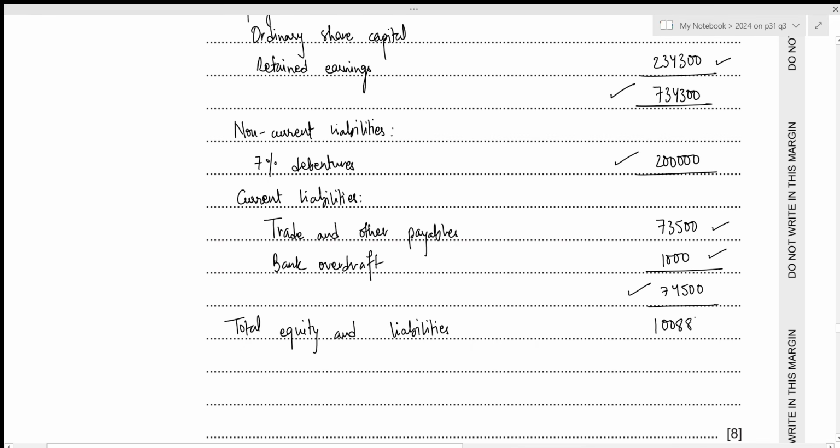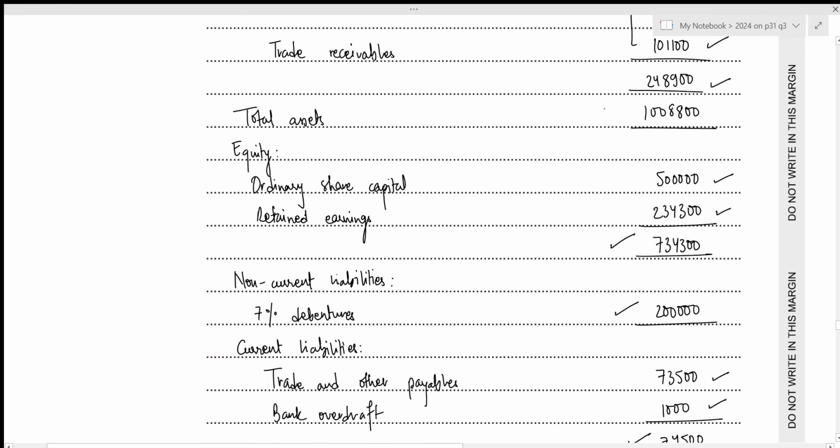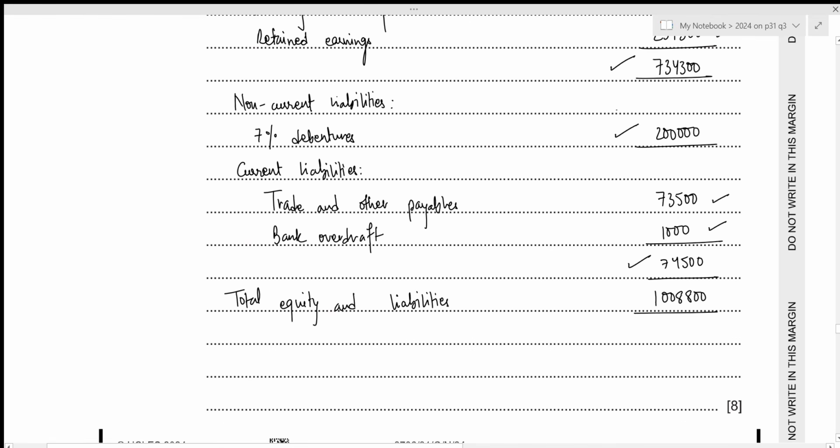1,008,800. And in this case, the total equity and liabilities is the same as the total assets, which means that our statement of financial position is correct. That is all for this part. Let's move towards the next one.